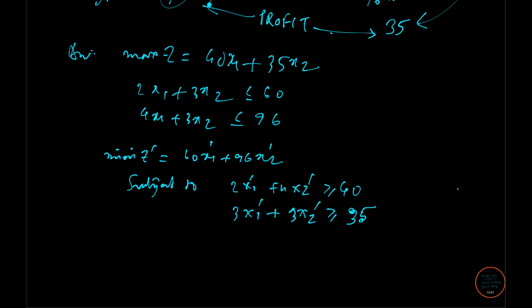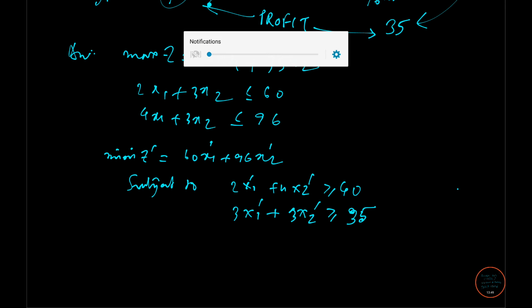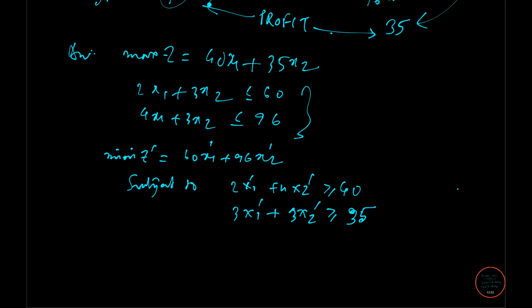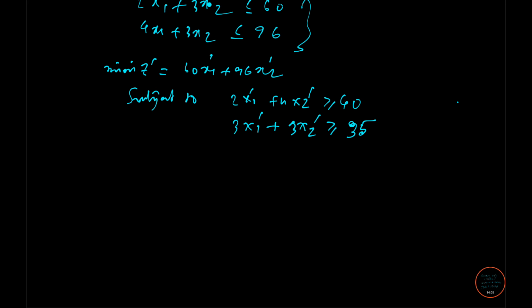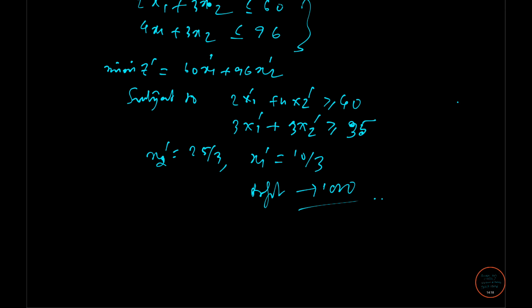So this is your thing, and if we solve the basic primal over here, solving in the basic formation you will get x1' equal to 20, x2' equal to 25 by 3 and x1 equal to 10 by 3. If we just put into the main equation, the profit will be 1000. So this one is easy.